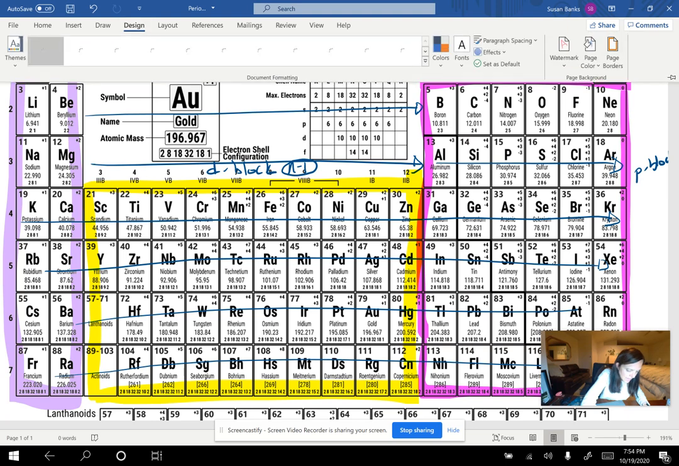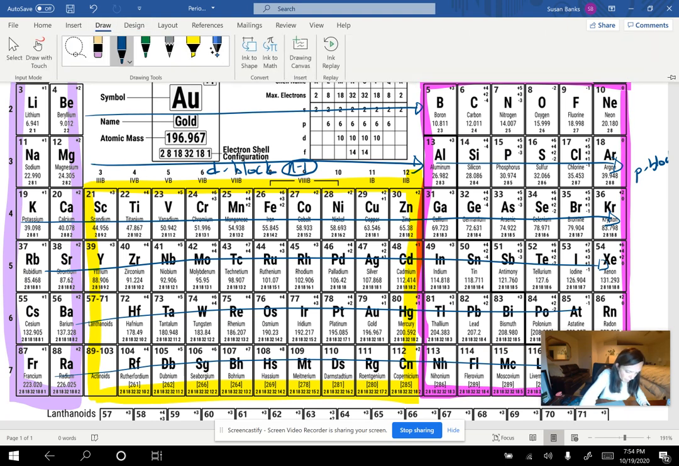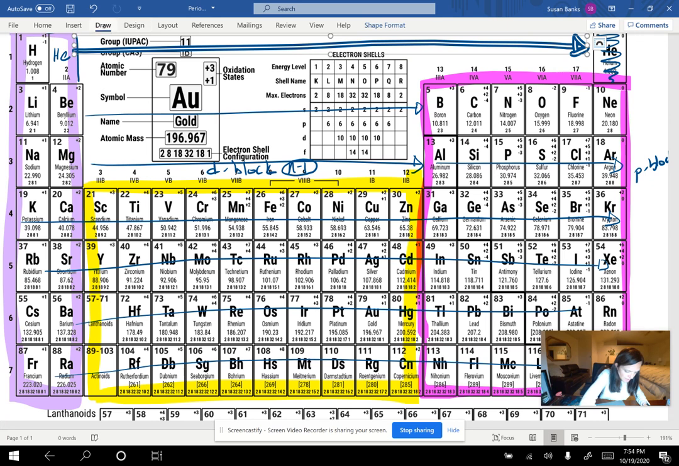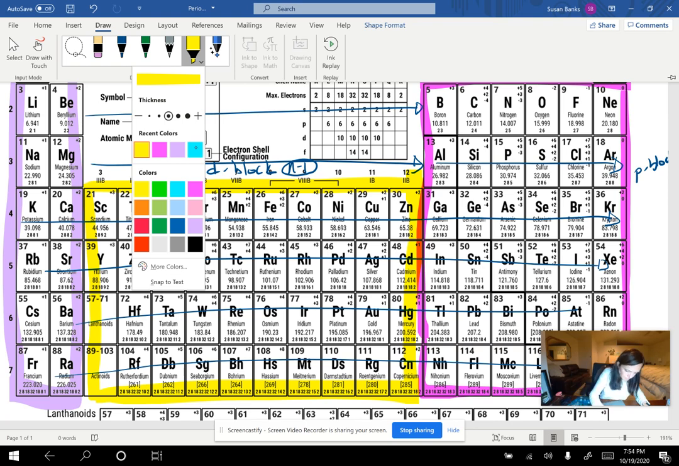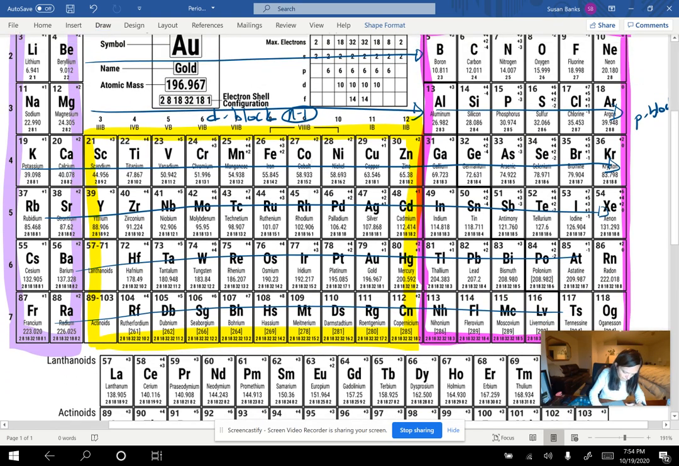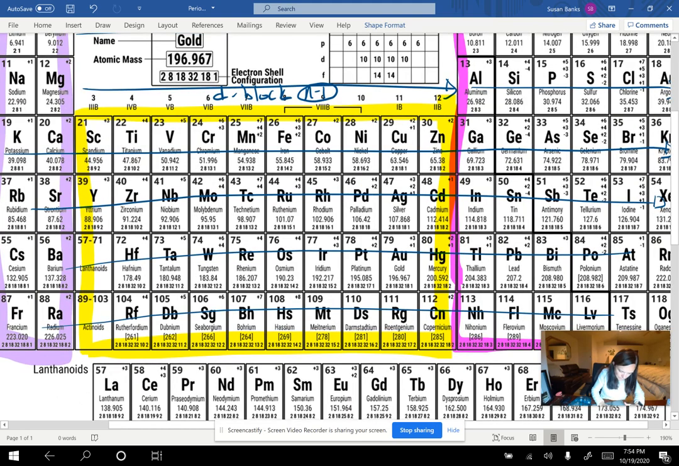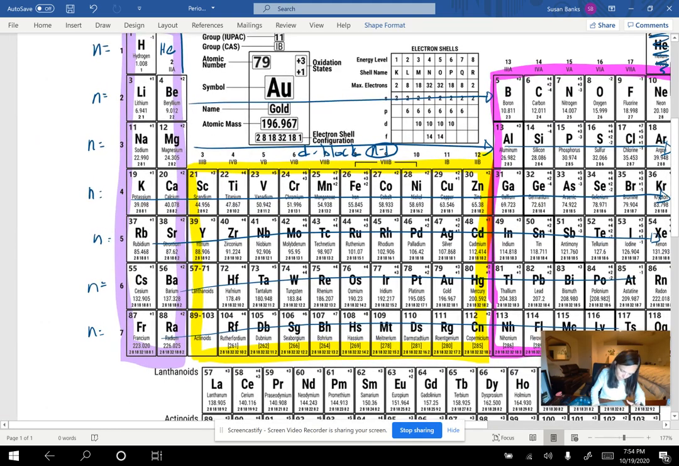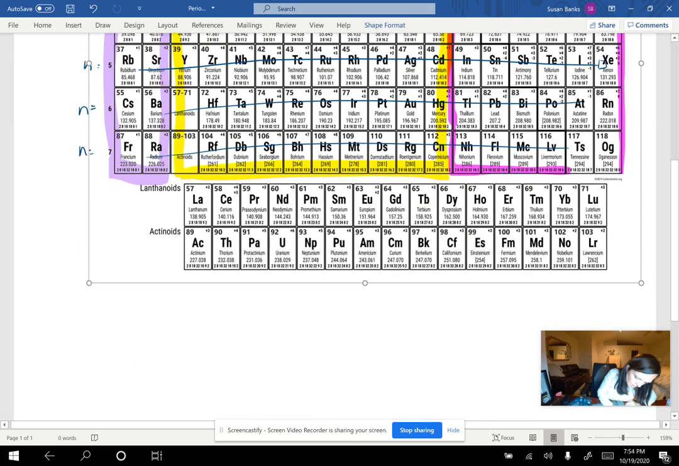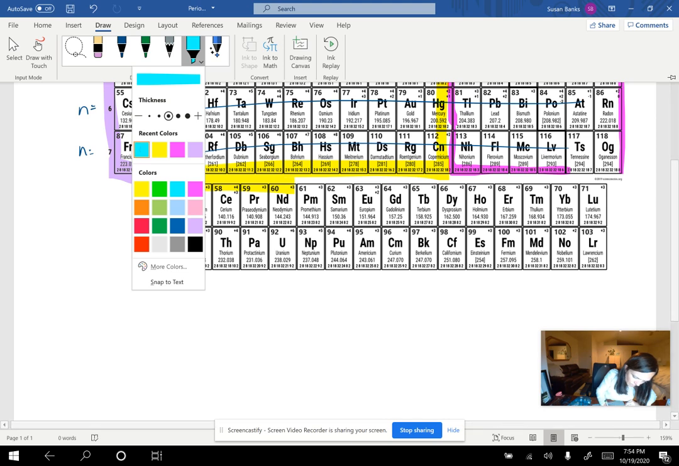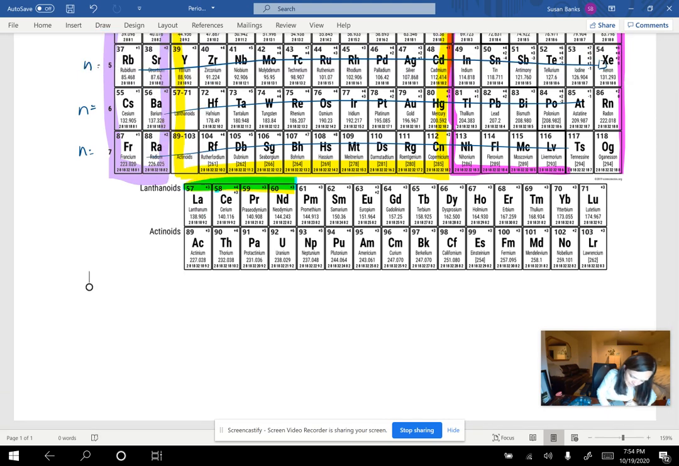Okay, and then our last block that we're going to look at, and I need to get another color here. Is it going to let me scroll down? There we go. Oh, and it didn't change the color. Okay. This right here is my f block.